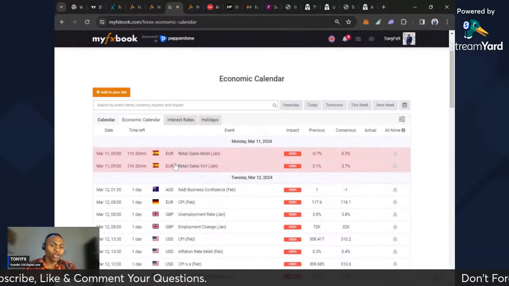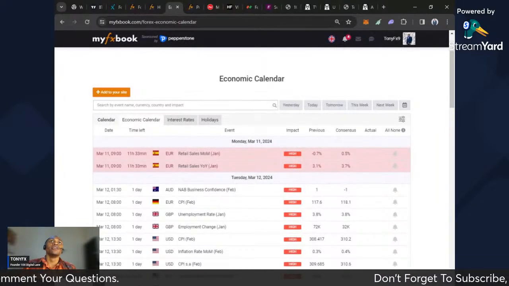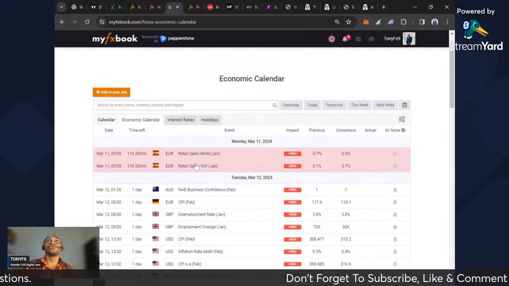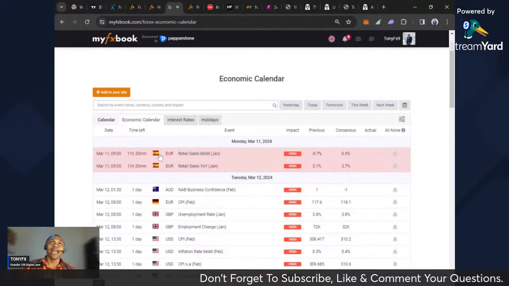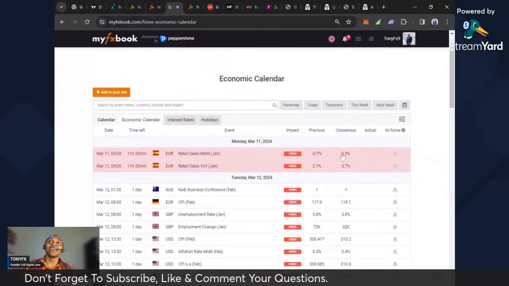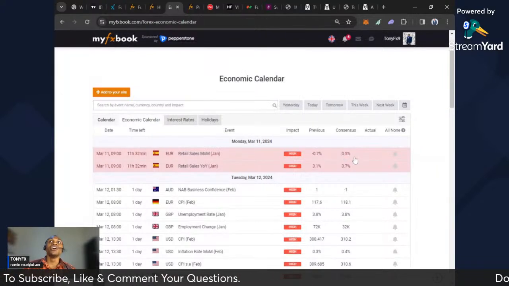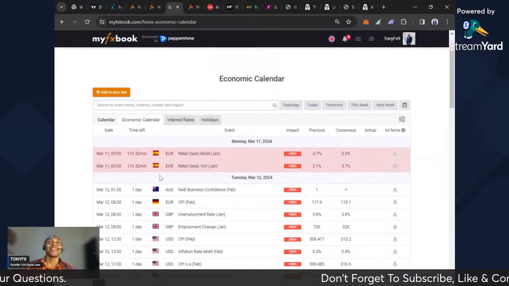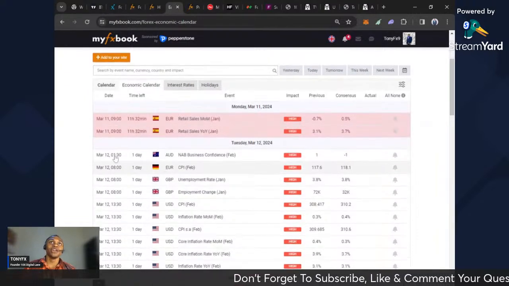So starting up the week, Monday, tomorrow, 9 a.m., we have retail sales month over month for Euro, which is a high impact news. If retail sales is higher than consensus, it is good for Euro. If it is lower than consensus, it is bad for Euro. Okay, that's 9 a.m.